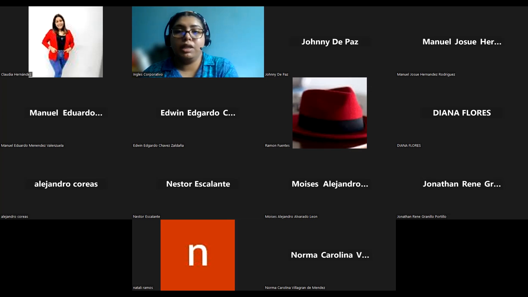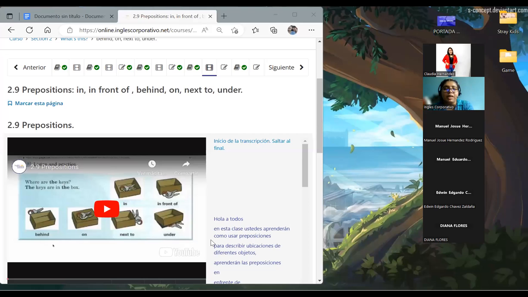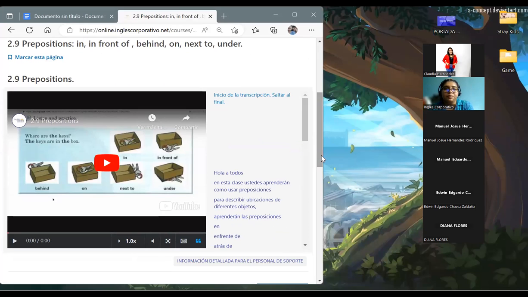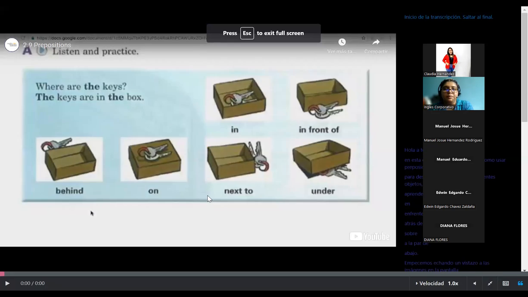So, let's go to see the video that is talking about prepositions. Vamos a hablar de las preposiciones. And in this case, we have in front of, behind, on, next to, and under. So let's go to see and pay attention to the video. And I'm going to share the sound because we need to listen to the explanation. So let's see.